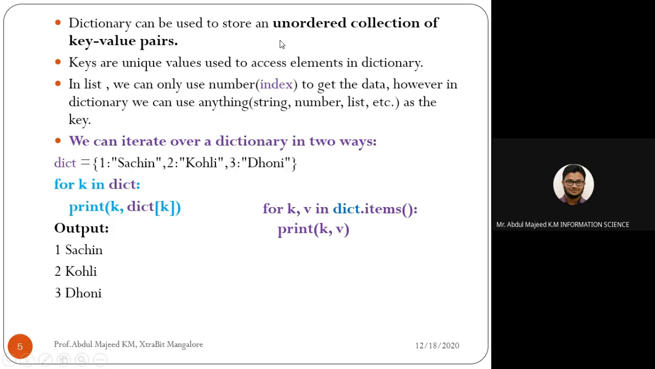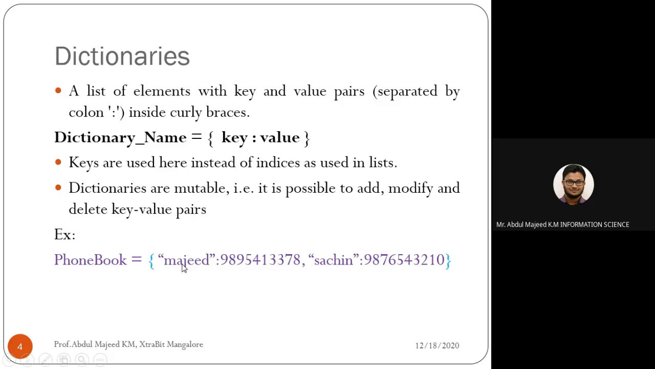A dictionary can be used to store an unordered collection of key value pairs. Keys are unique values used to access elements in a dictionary. In a list, we can only use a number as index to get the data. However, in a dictionary, we can use anything, string, number, list, etc. as a key. So in this example, I have used a string as a key. Majid is a string, which is a key. Sachin is a string, which is a key.